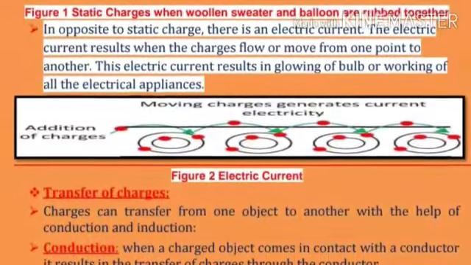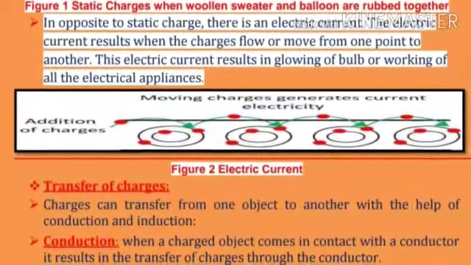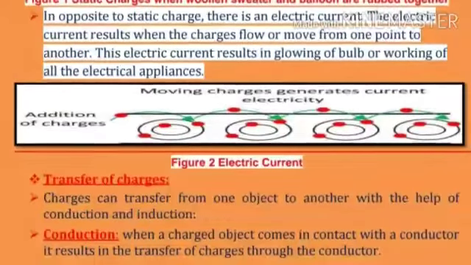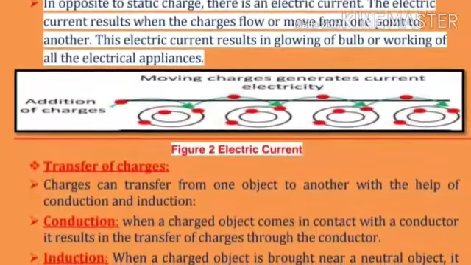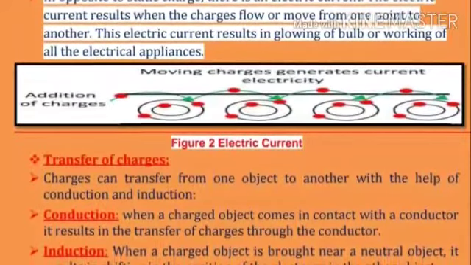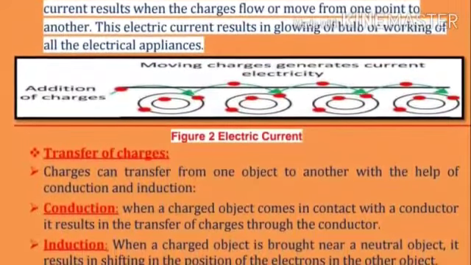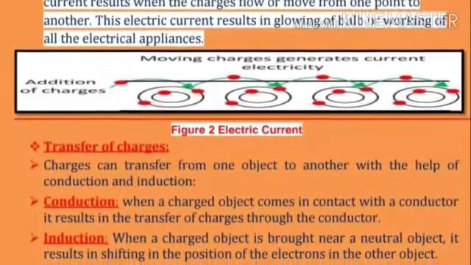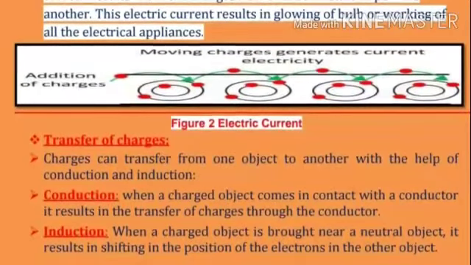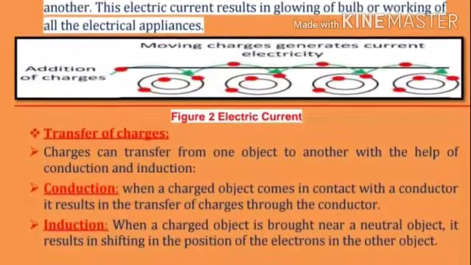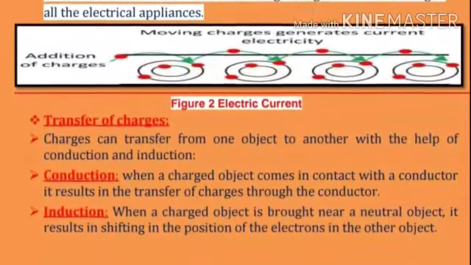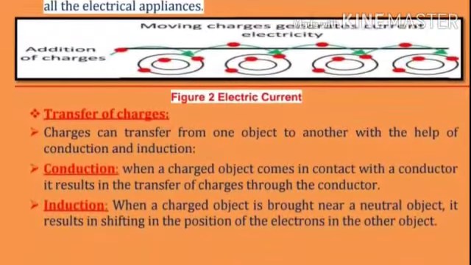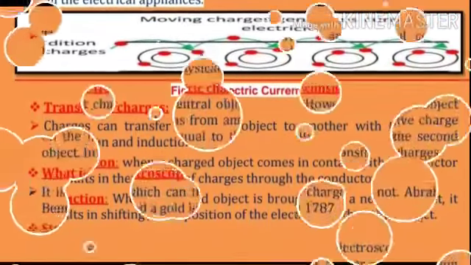Charges can transfer from one object to another with the help of conduction and induction. Conduction: when a charged object comes in contact with a conductor, it results in the transfer of charges through the conductor. Induction: when a charged object is brought near a neutral object, it results in a shift in the position of the electrons in the other object.